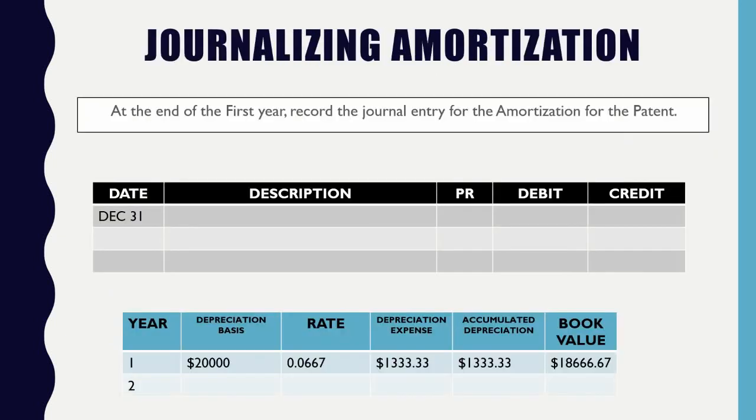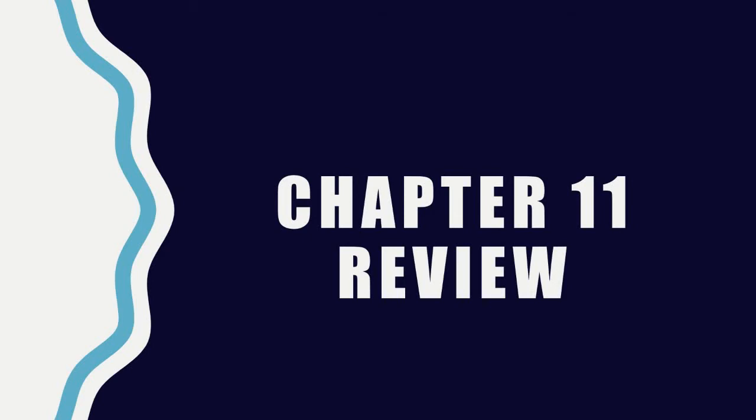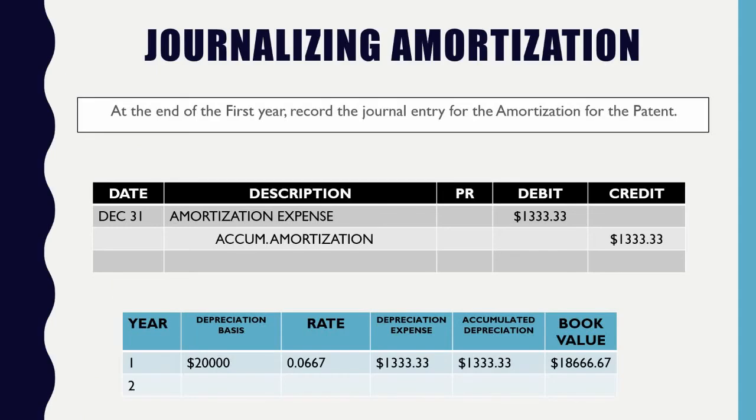Okay. Now here, how do we journalize it? Well, if I treat depreciation expense for my fixed assets and I treat amortization as my intangible assets, it's the same journal entry except using different terminology. This time I have amortization expense and I'm going to credit my accumulated amortization for this example. And it's going to be for whatever you calculate it for. Okay.